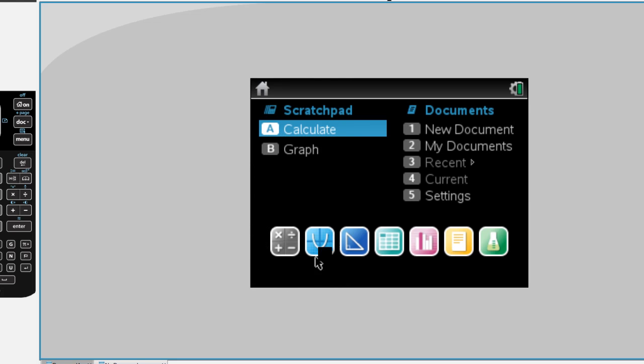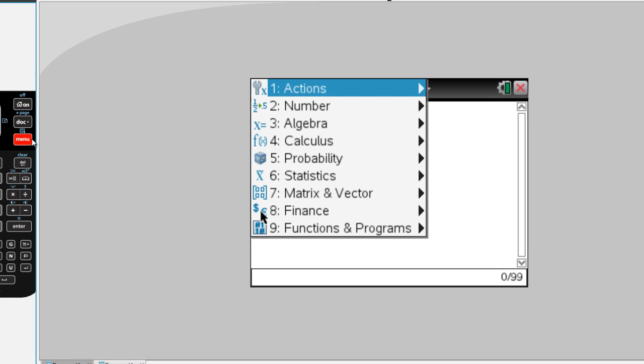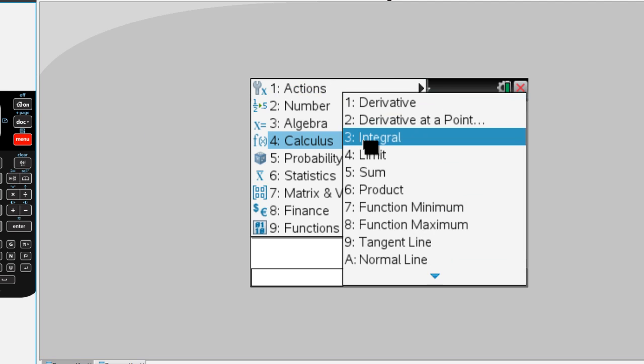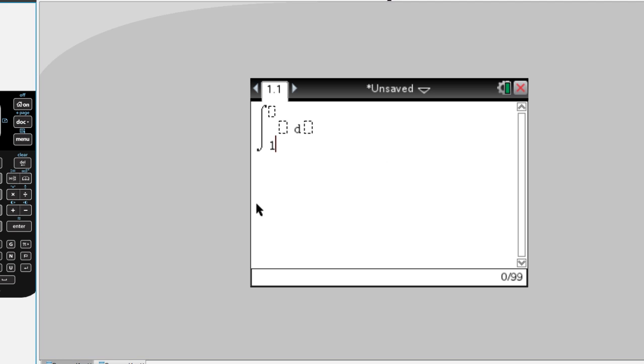Let's try it with the calculator. Just open a calculator page, and you can find it, for example, here in menu, calculus, integral. The lower limit was 1. Let me just move up here. The upper limit was 3. The function x squared, and then dx. It means with respect to x, because the variable is x. Then we press enter, and it will calculate the integral for us.